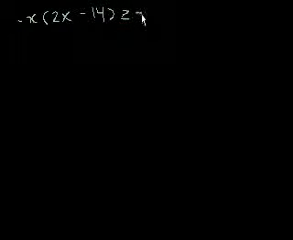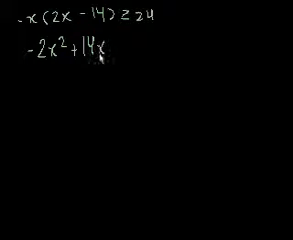Let's say I have minus x times 2x minus 14 is greater than or equal to 24. Well, the first thing we want to do is just manipulate this so it looks in the standard form. So we get negative 2x squared plus 14x, I'm just distributing the minus x, is greater than or equal to 24.